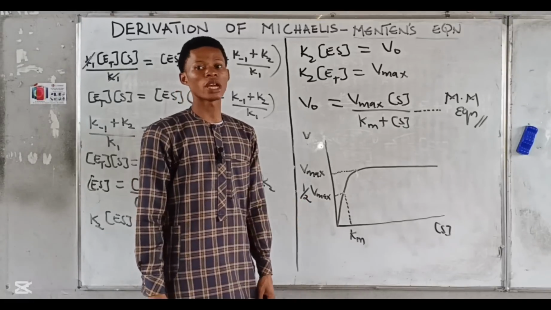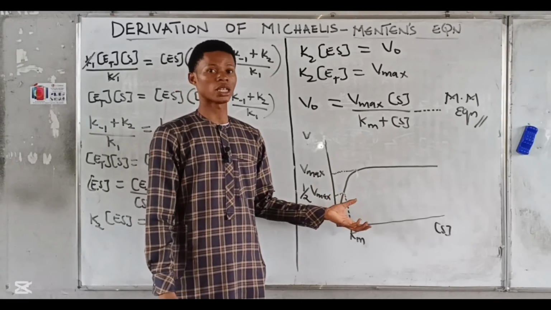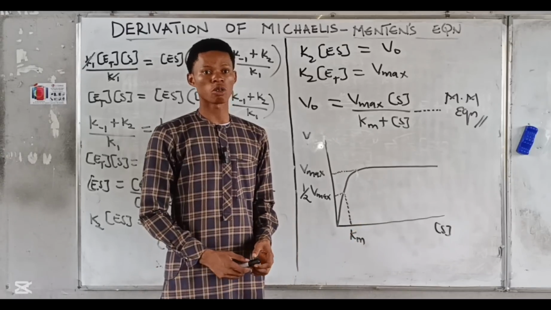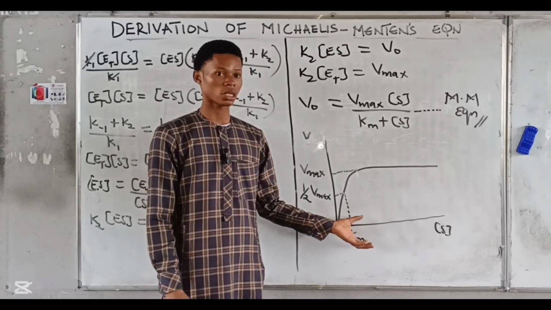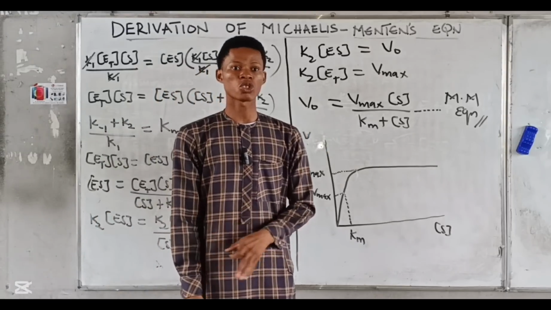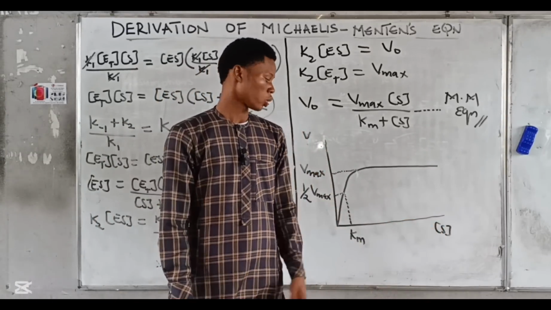But the problem here is, since this is not a straight line graph, most times they will ask you to plot Lineweaver-Burk, because Lineweaver-Burk converted this to a straight line graph. Eadie-Hofstee converted it to a straight line graph. Hanes-Woolf converted it to a straight line graph. Alright, so write this.